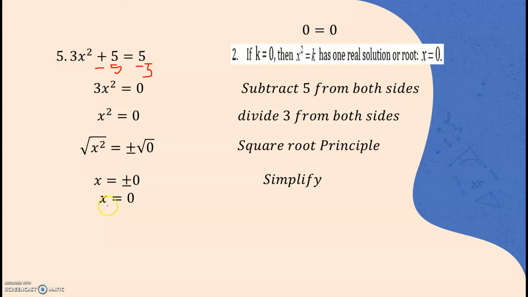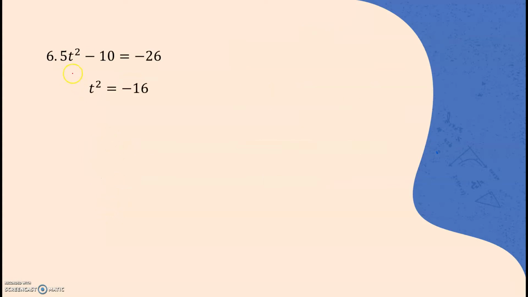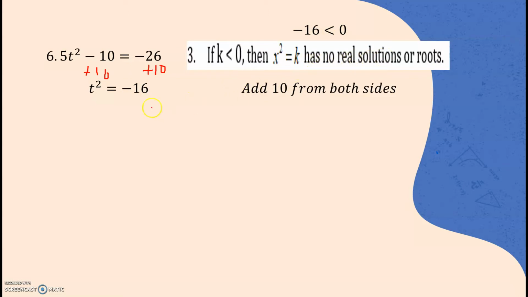Do you get it? It's the same with number 6. When you add 10 here and add 10 on the other side, it becomes negative 16. Notice that negative 16 is less than 0. So the nature is, it has no real solution. By the way, for the last example I gave only one, because it's obvious, right? The square root of 0 is just 0. Here, I have two examples. Notice that your k is negative 16. It's less than 0. Alright?